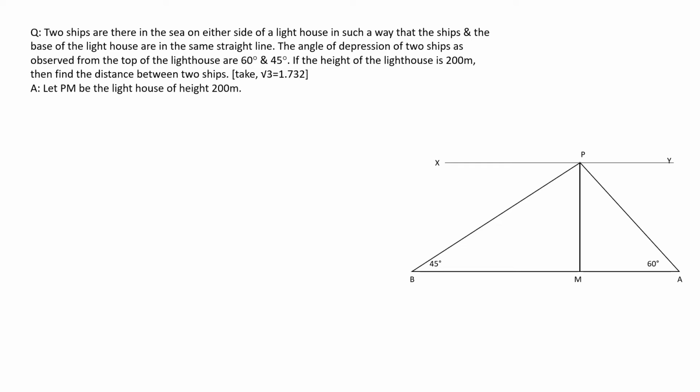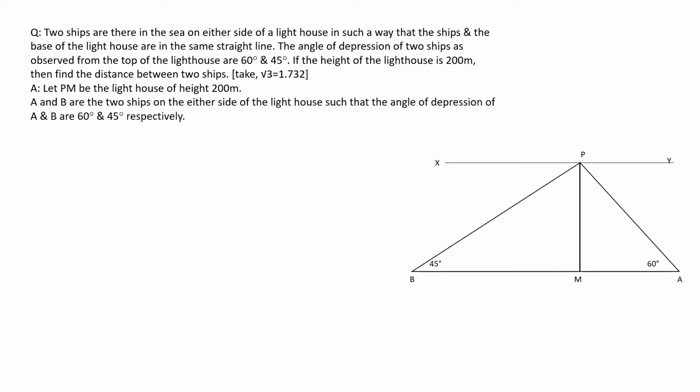Let PM be the lighthouse of height 200 meter, and A and B are the two ships on either side of the lighthouse, such that the angle of depression of A and B are 60 degree and 45 degree respectively. So now, angle XPB equals MBP equals 45 degree, as these are alternate angles, because the angle of depression is XPB, which is 45 degree, and YPA is 60 degree. YPA equals MAP, because these are alternate angles, so we can write angle MAP equals 60 degree.